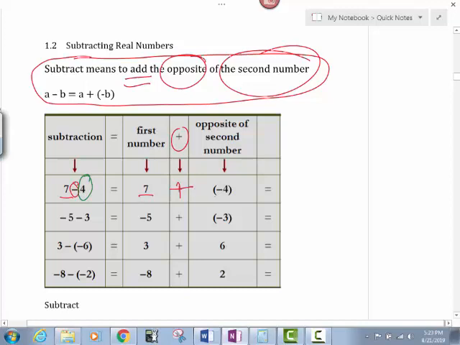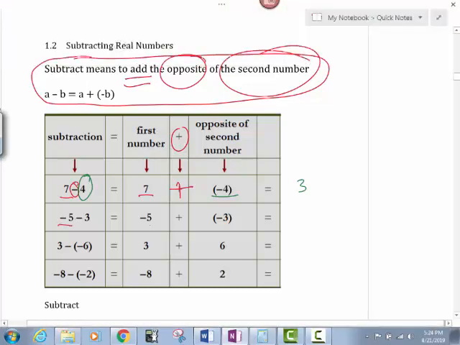So I want to think about this problem that I have here. 7 plus negative 4. I have $7. I owe you 4. Well, I'm still left with 3. Okay? We're going to do that for every single one of these problems that we have here. So let's go through it again. We'll do the next problem.